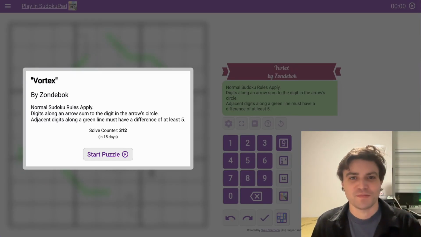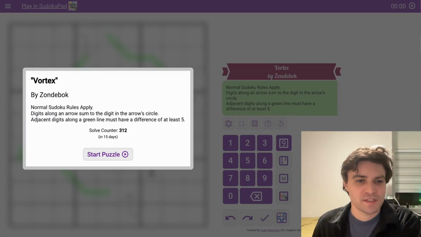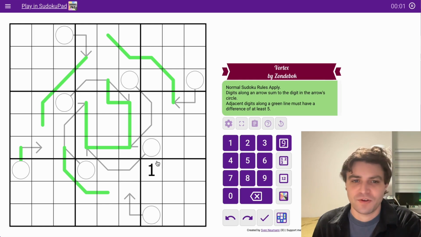Hello, my name is Matt, and today we're going to be playing Vortex by Zondebok. This is a Sudoku that has been around for about 15 days and has just over 300 solvers. So with that, let's start the puzzle.